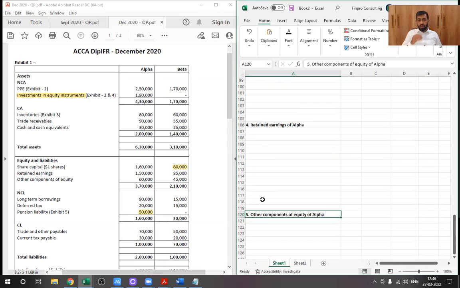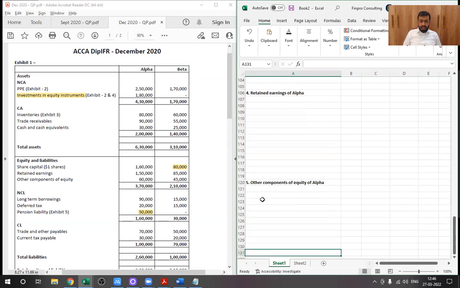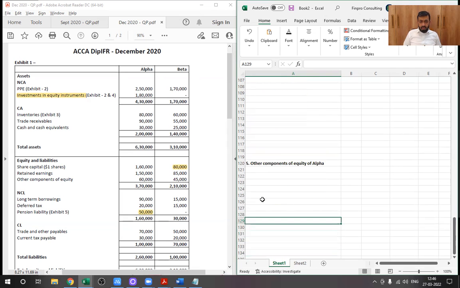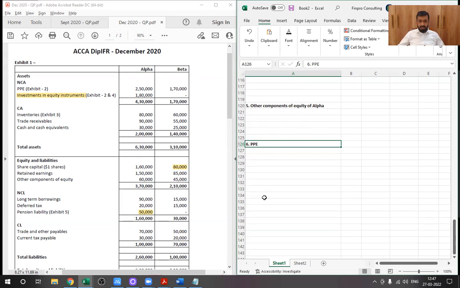We any which ways are not going to calculate this for the beta because that gets subsumed as a part of net worth itself. So we will not do anything for that. We have adjustment in, let's say, there are not many adjustments here. Let's say sixth one is property, plant and equipment. We have some adjustment there. There is exhibit given for that.